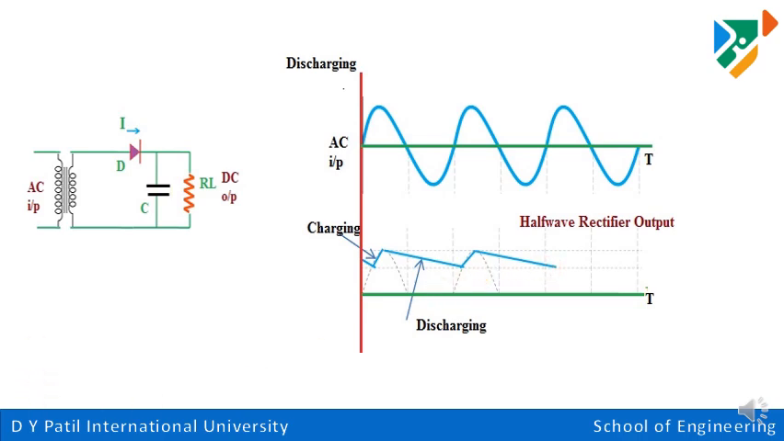I will explain again. When the diode is turned on, the capacitor starts charging. It will be charged to this peak value. Once it is charged, when the next cycle comes, the diode is in reverse bias condition. Now the capacitor starts discharging through the load, so we get a waveform like this. Compared to the rectifier output, with the help of the filter circuit, we get a DC output waveform.